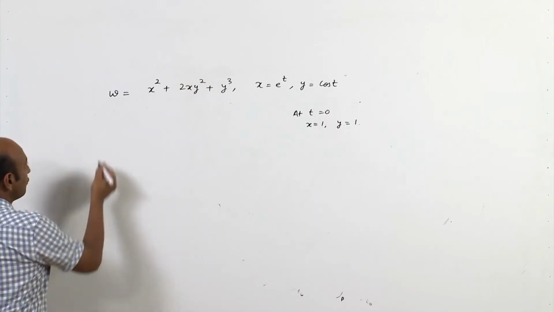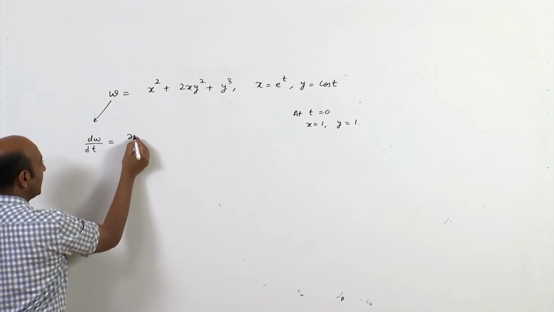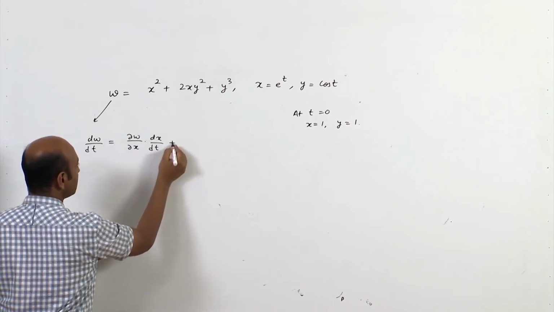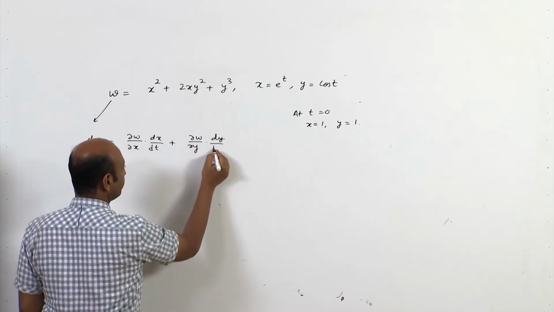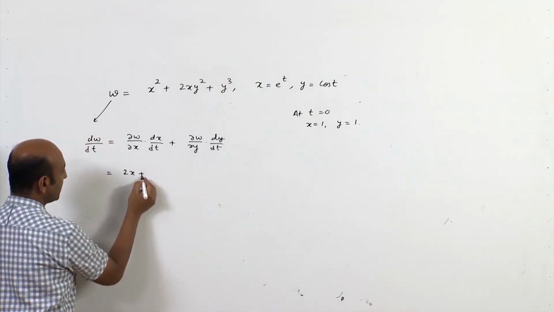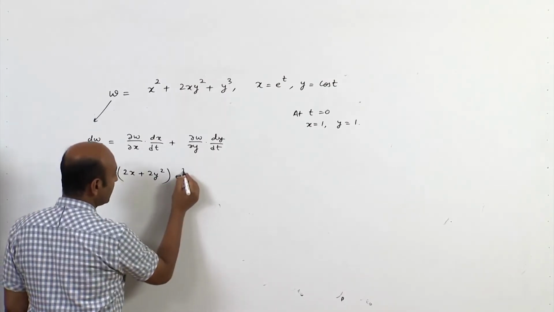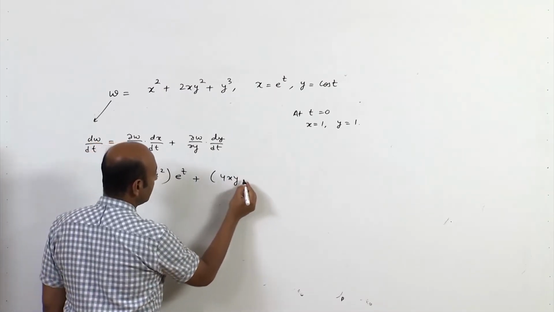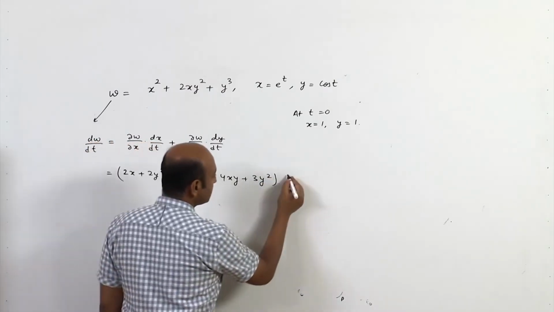Okay. So, what will be dw by dt? Again by the chain rule, it will be del w by del x into dx by dt plus del w by del y into dy by dt. So, that will be equal to del w by del x, that is 2x plus 2y square, into dx by dt, which is e raised to power t, plus del w by del y, which is 4xy plus 3y square, into dy by dt, which is minus sin t.